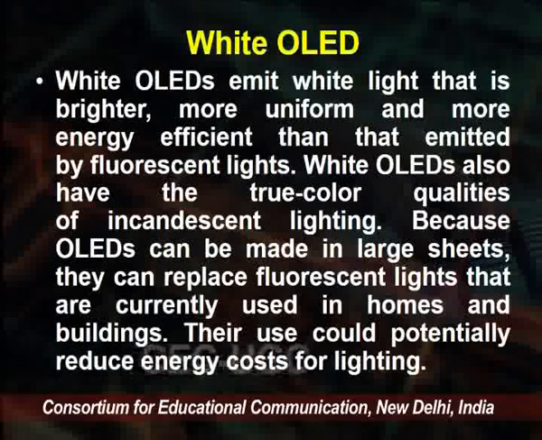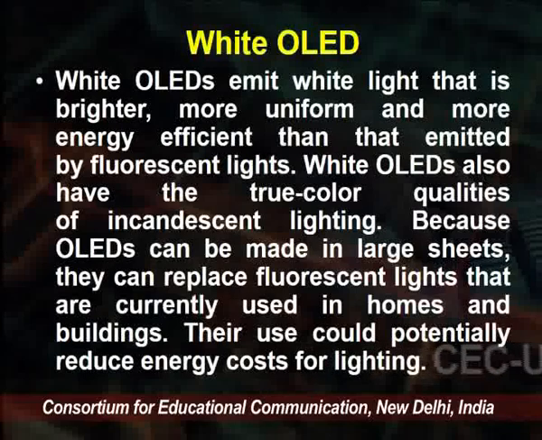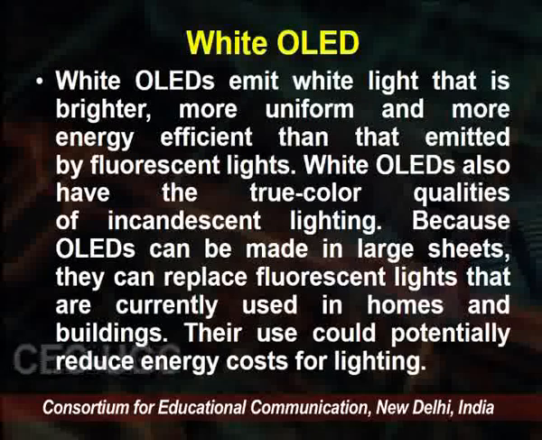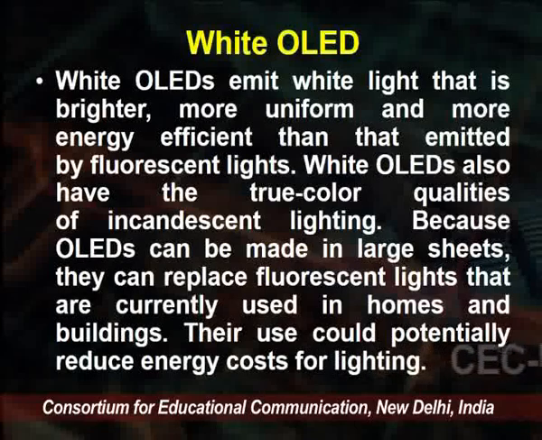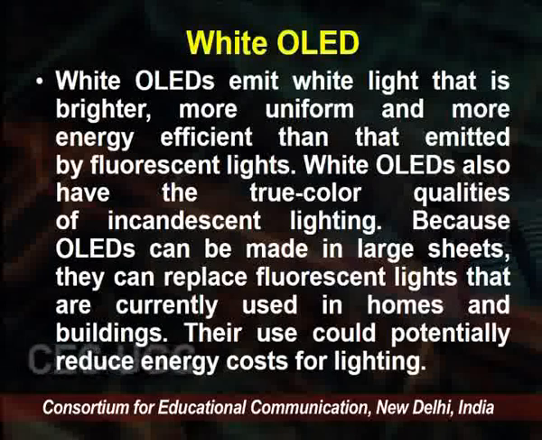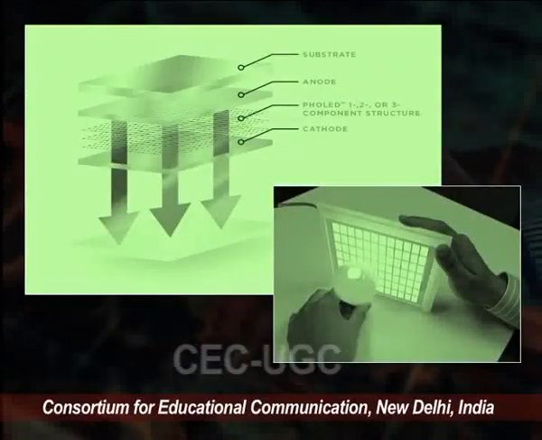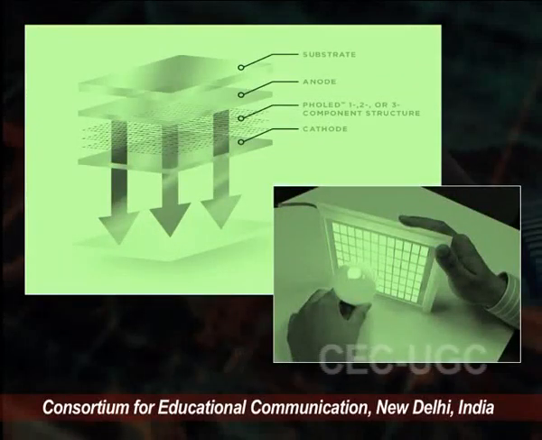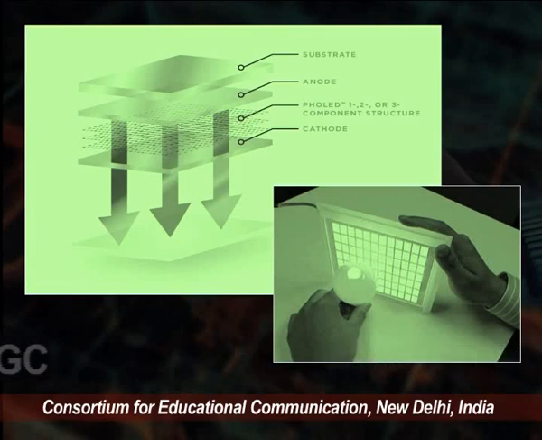Because OLEDs can be made in large sheets, they can replace the fluorescent lights that are currently used in homes and buildings. White OLEDs are generally used in buildings, and their use could potentially reduce the energy cost for lighting. You see on the screen, this is the white OLED we generally use in our homes and offices.